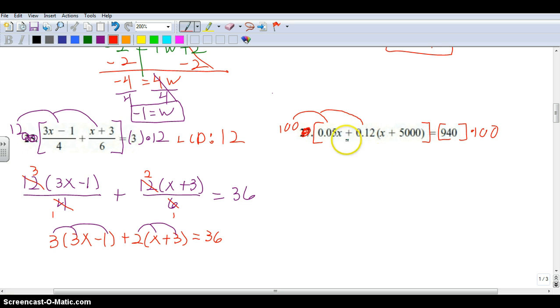You only distribute it to these two on the left side, because the x plus 5,000 will eventually get trickled down, because this will eventually be distributed into this parentheses right here. I know that confuses a lot of people, so be careful. So this is going to end up being 5x plus 12 times, see, nothing happened to these. Still just x plus 5,000.